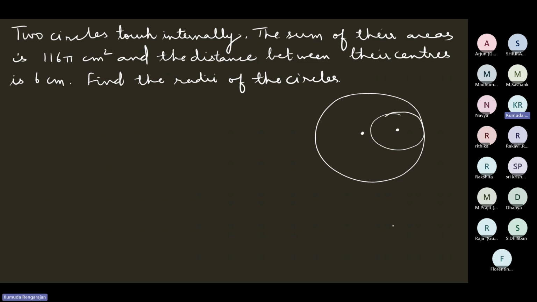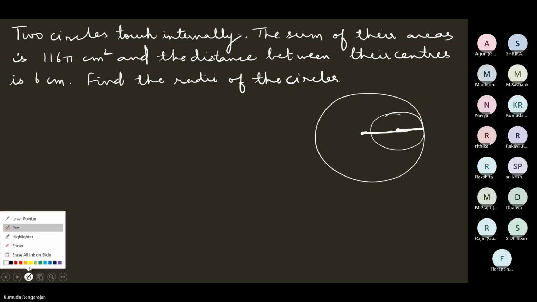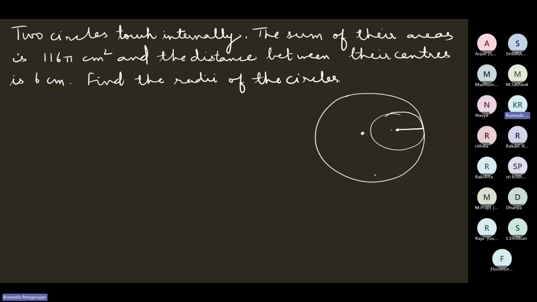So here the circles touch internally. I have roughly marked, in this rough diagram, the centers of the two circles. This is the radius of the inner circle, children. Sorry, this is the radius of the smaller circle, and this is the radius of the bigger circle.